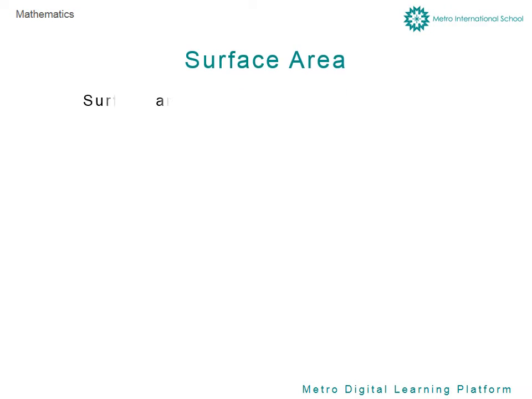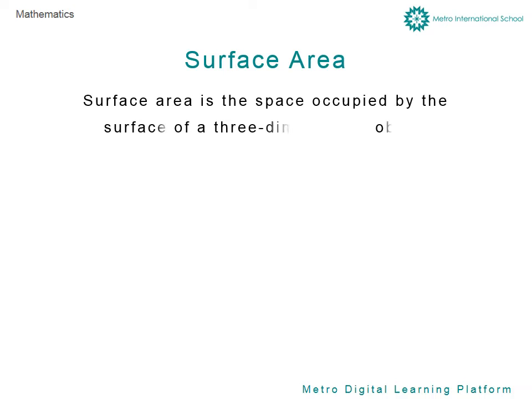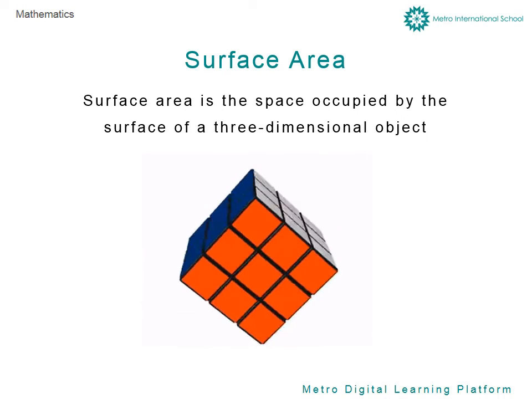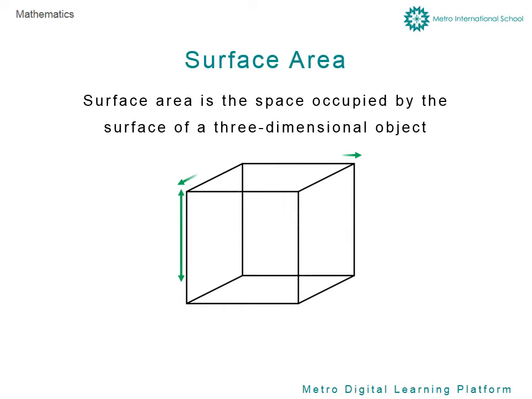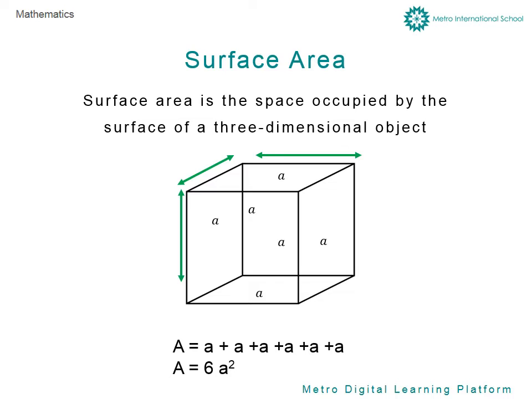Surface area. Surface area is the space occupied by the surface of a three-dimensional object. Let's take a cube for example. A cube has 6 faces. Since all 6 faces of the cube are made up of squares of the same dimensions, the total surface area of the cube will be the surface area of one face added 6 times to itself. The formula will be A equals 6a square.